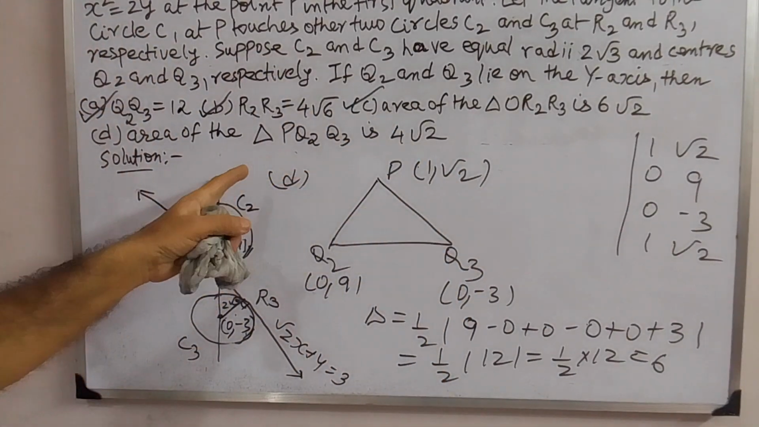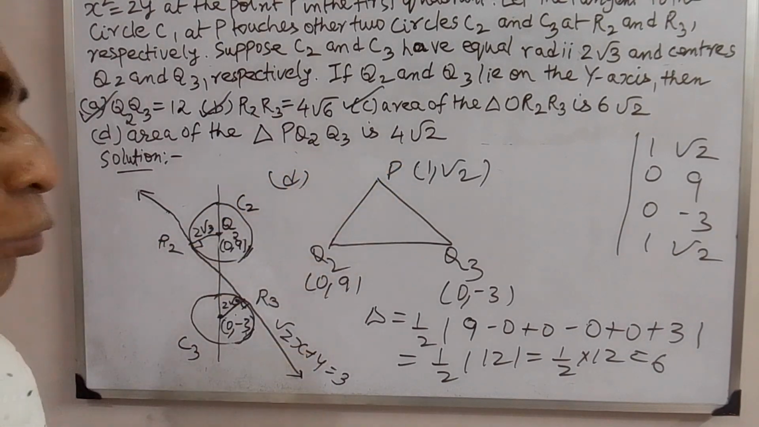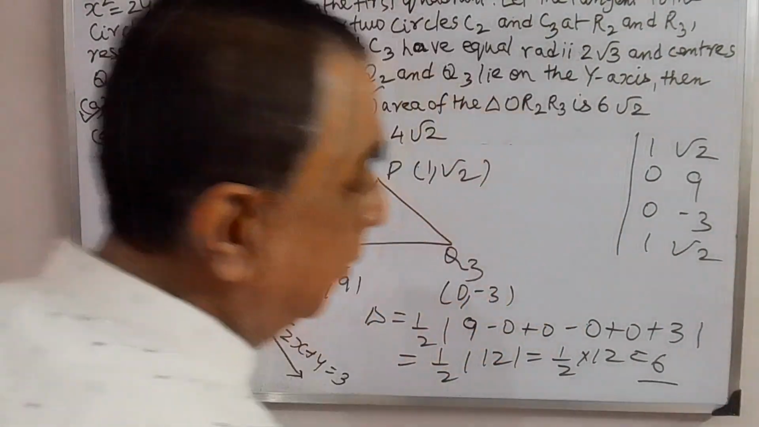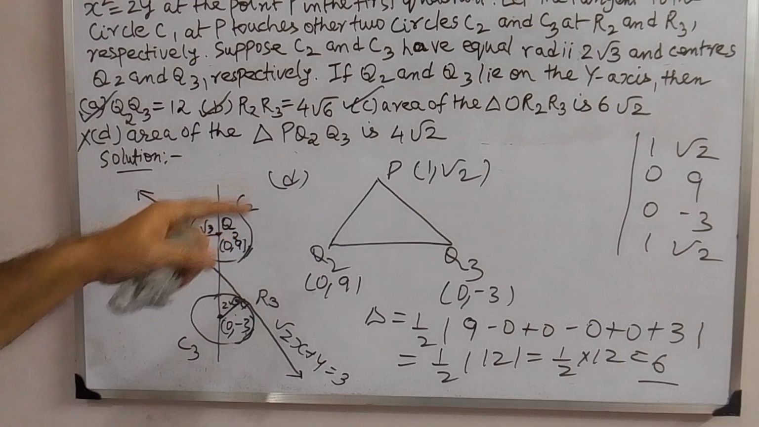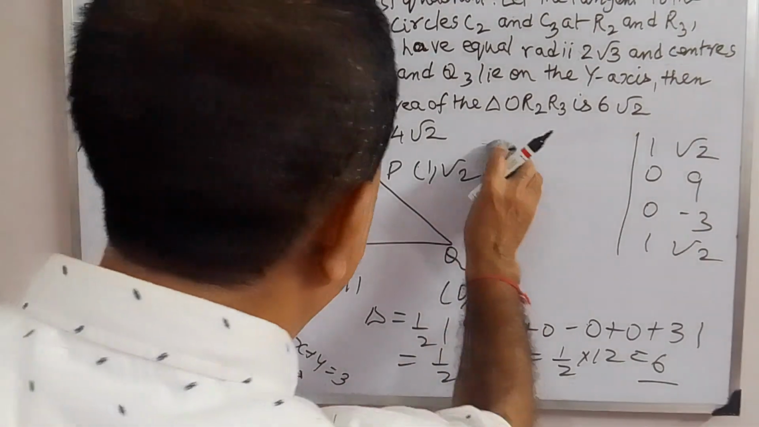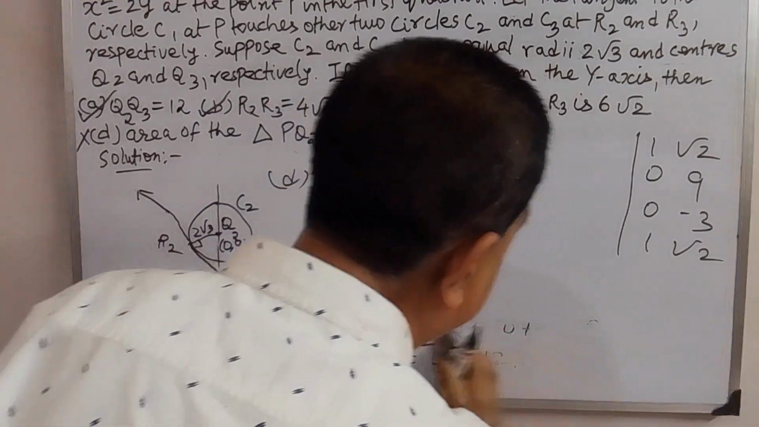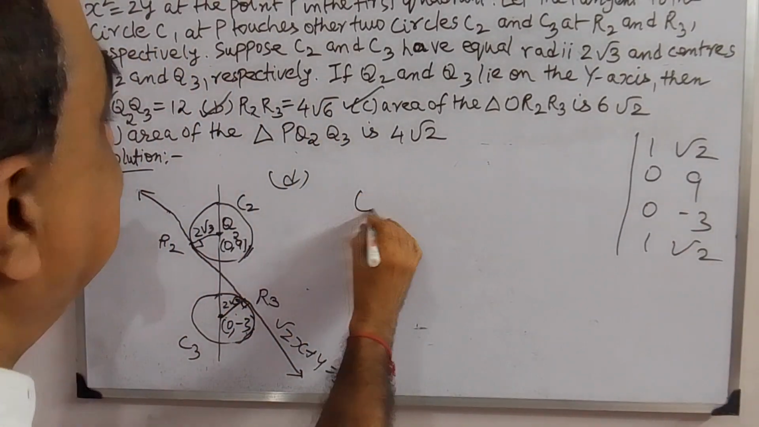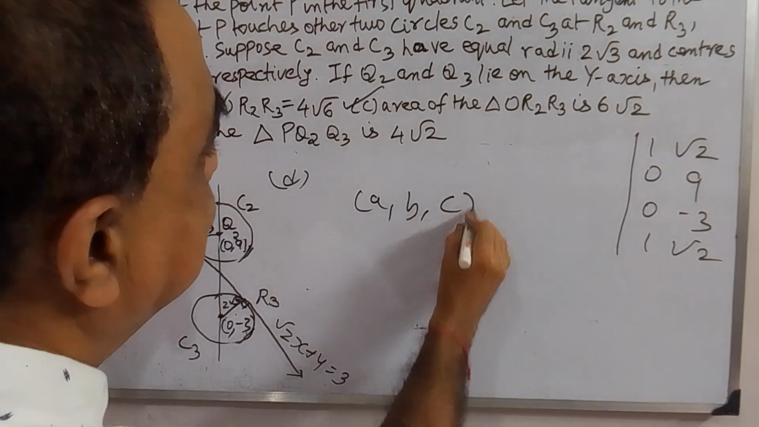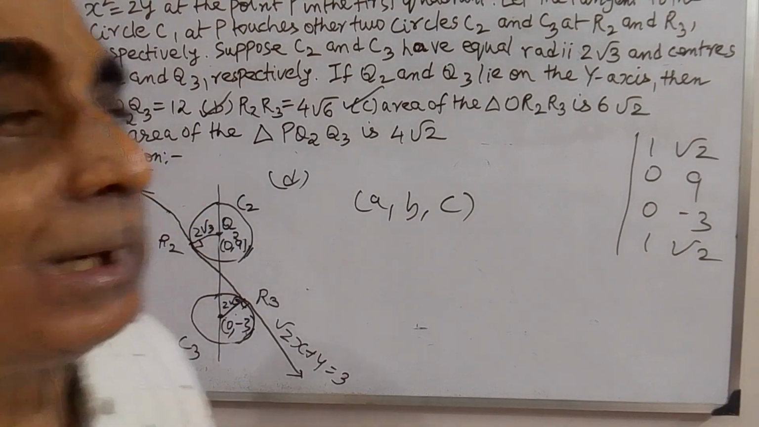Here the option is telling the area of PQ2Q3 is 4 root 2. What we have got is the area 6. So that does not match the given option. So D is incorrect. So which options are correct for the given question? The options A, B and C are correct, and D is incorrect.